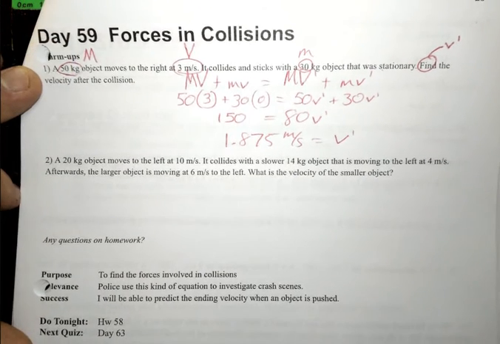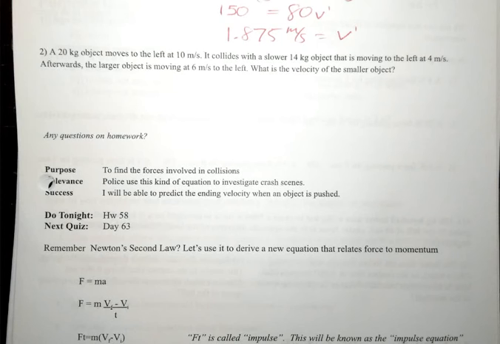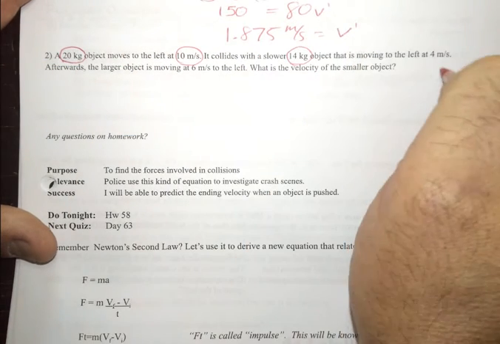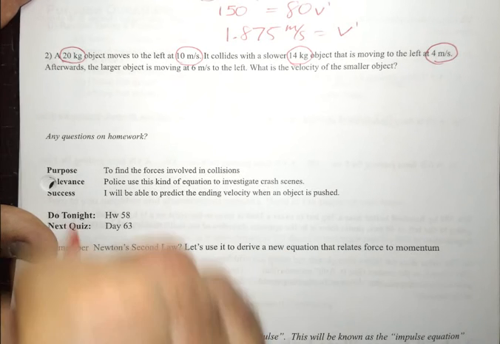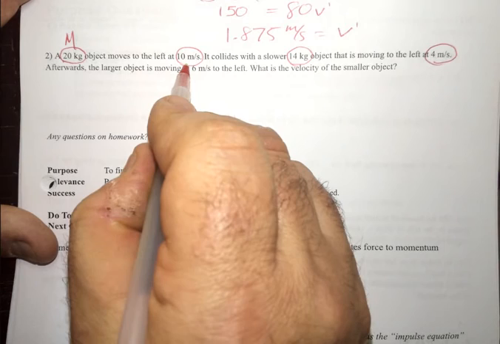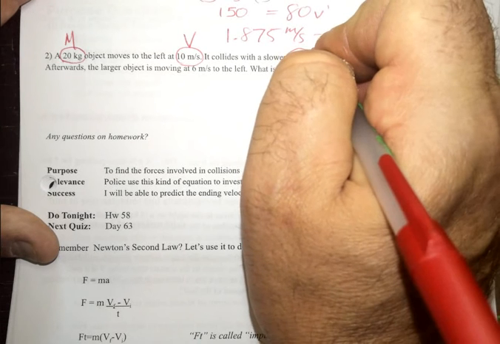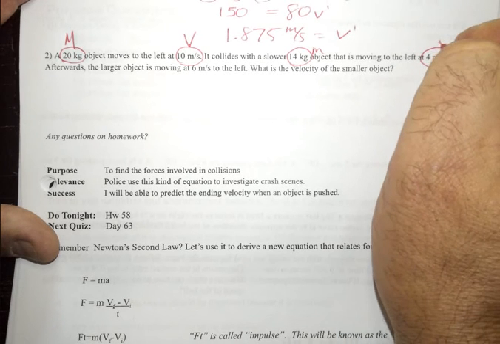Questions there? Number two. At this time, go ahead and read the story problem and figure out what each number is equal to in terms of variables. Alex, what is the 20? That would be big M. Big M. Alex, what is the 10? Big V. And Marco, what is the 14? Oh, that's the other M. Yep. What is the 4, Marco? Oh, the 4 is the velocity. So we'll do the little v for that.